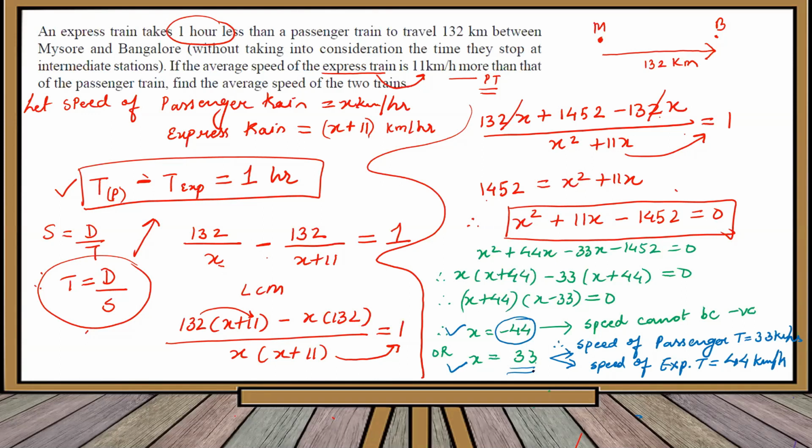So therefore speed of the train, passenger train, what is x? Speed of passenger train, it is 33 km/h, and speed of the express train being more than 11, it will be 33 plus 11, so that's 44 km/h. Okay, let's move ahead.